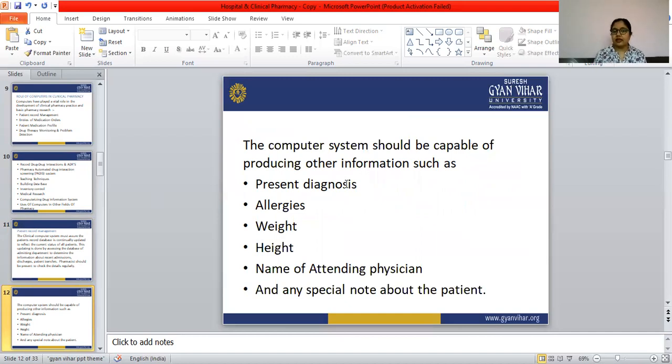Next is allergy. If there is any drug that produces an allergy in a patient, that should be recorded through the computer. Also weight, height, name of the attending physicians, and any special note about the patient. All this information we can store in the computer. So the computer system should be capable of producing other information such as present diagnosis, allergies, weight, height, name of the attending physicians, and any special note about the patient.